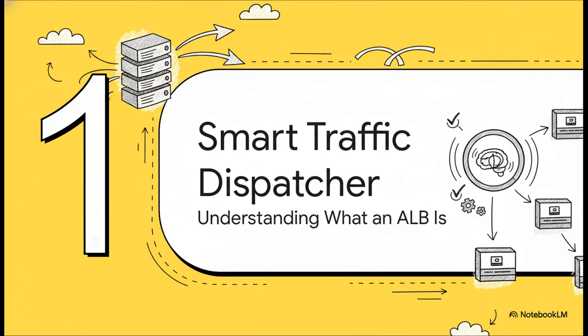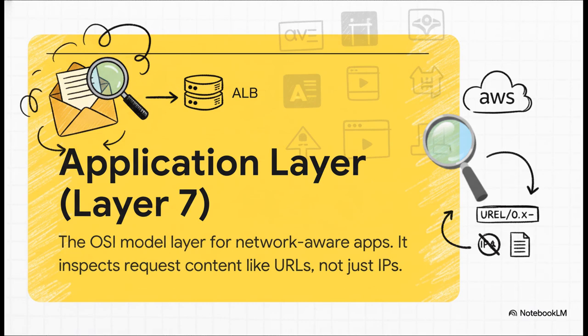Okay, so let's start with the fundamentals. What exactly is this smart traffic dispatcher we're talking about? Well, the secret sauce, the magic, is that the ALB operates at what's called Layer 7, the application layer. And the key phrase here is inspection of the actual content. It's not just looking at the address on an envelope, it's literally opening the envelope and reading the letter inside.